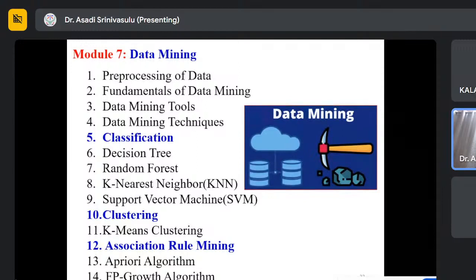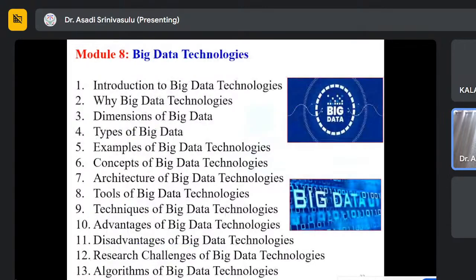Data mining is the process of extracting meaningful, interesting insights and analytics, which we generate with the help of association rule mining like Apriori and FP-growth algorithms. Then big data. I have explained already. So which data can we call big data? Data that traditional systems are unable to process is called big data. Maybe terabytes, petabytes, exabytes, zettabytes, yottabytes, and so on. I don't know.